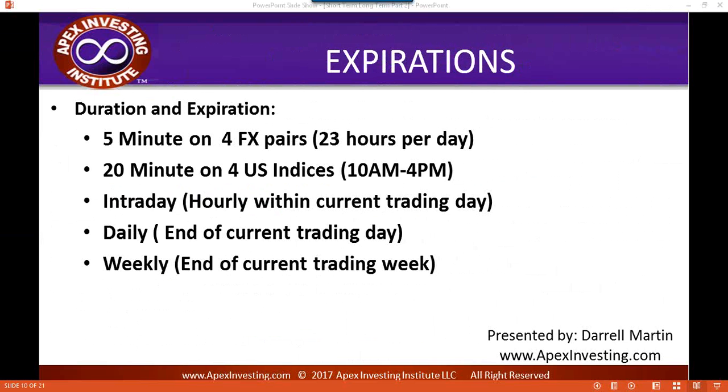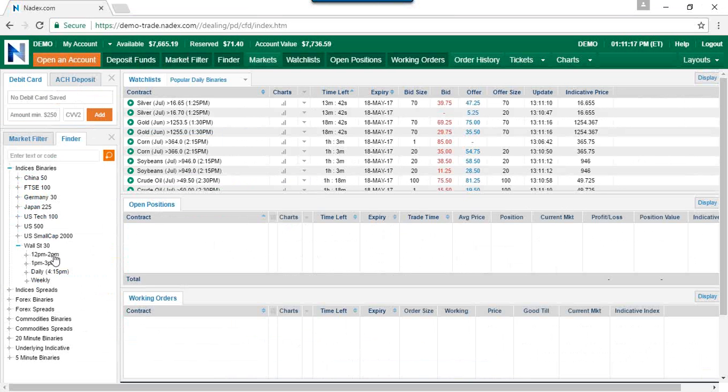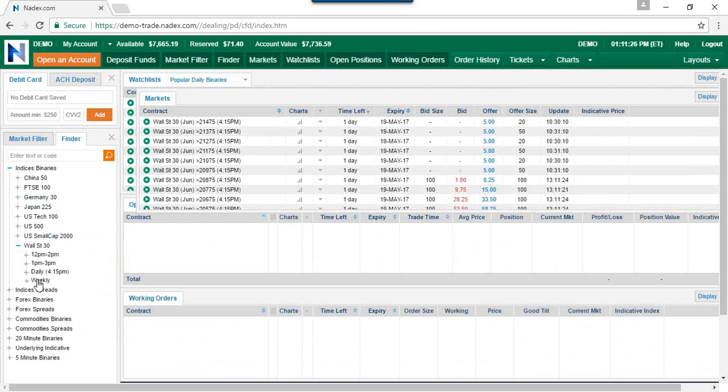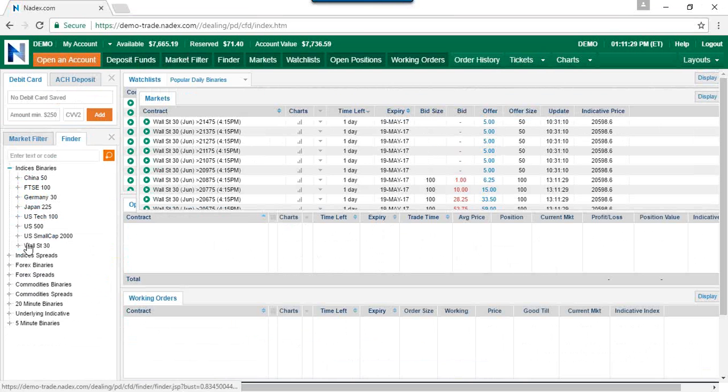As you see right now, we've got the 2-hour binaries, open at 12, expire at 2, open at 1, expire at 3. Then we've got the dailies that expire at 4:15, Monday through Friday. Then the weeklies, which expire on Friday. We also have the 20-minute binaries, the shorter term. So with the stock indices, we have those dailies at 4:15 every day, Monday through Friday.